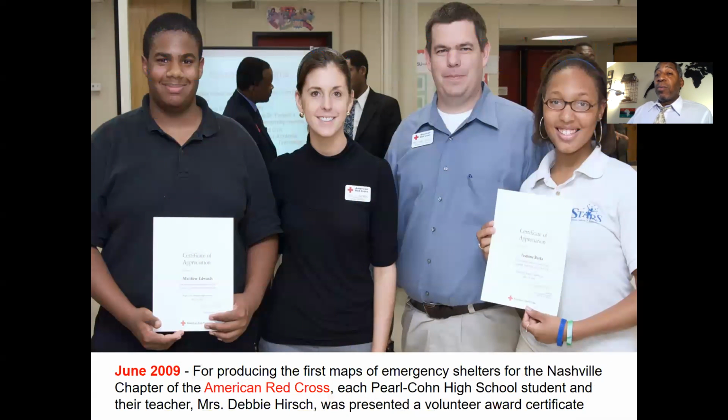So the Red Cross, to their credit, gave the students credit. You know, a lot of times young people do things, and adults take the credit. I mean, the Red Cross didn't say we discovered that we had a deficit of shelters in the 37208 zip code area. No, they gave these young people credit. I know for a fact that Matthew Edwards, I think he went to Howard first, but he wound up at Tennessee State University. I'm assuming he graduated. I know he took a GIS class or two.